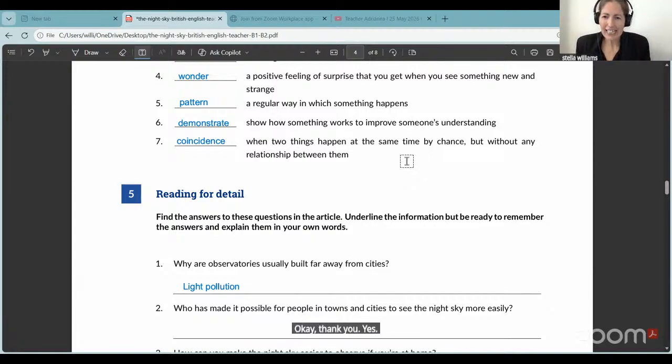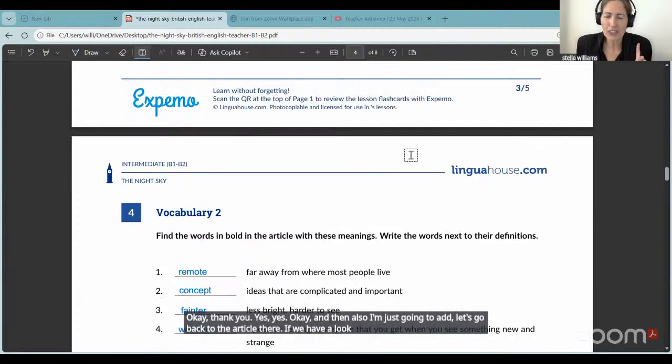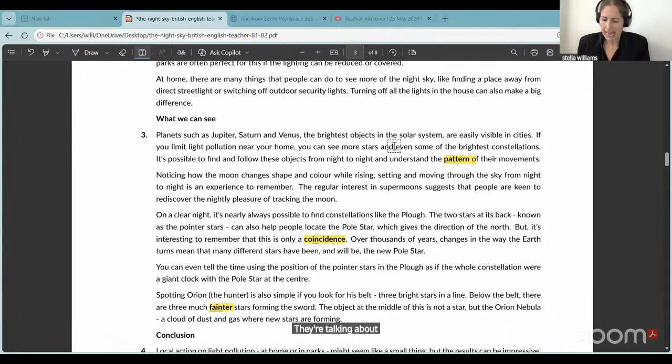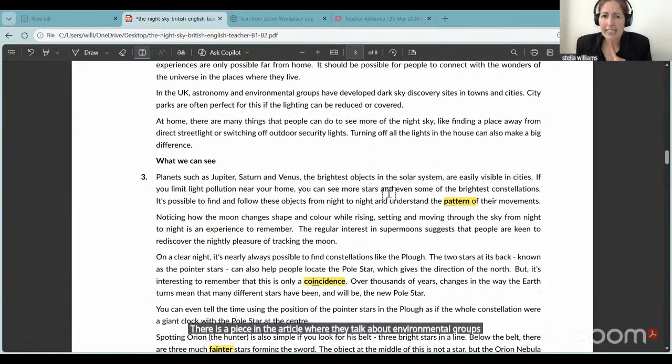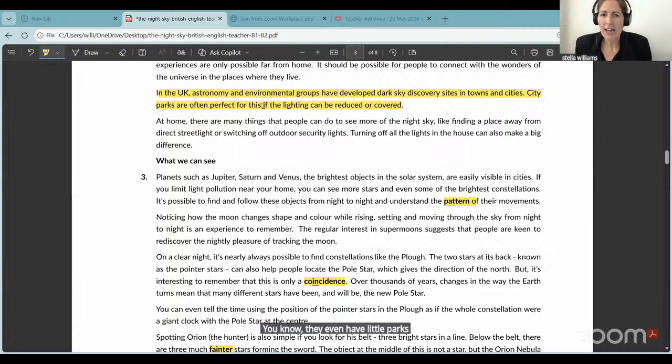Yes. Okay, and then also I'm just going to add, let's go back to the article. There's a part here where it mentions astronomy and environmental groups. They also go out of their way to try and help. They even have little parks where, as it says there, city parks are often perfect for this if the lighting can be reduced.